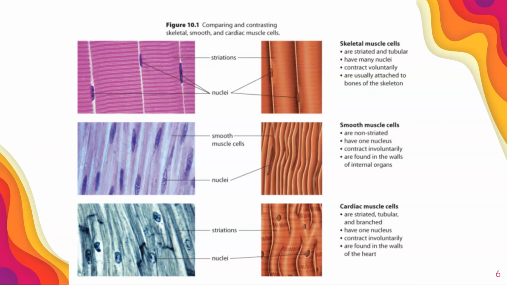So now let's talk about what I meant by those appearances. So here are some pictures. If we're comparing cardiac muscles to smooth muscles to skeletal muscles, this is what I mean by the differences of the nuclei, this striated and the tubular. So let's take, for example, the cardiac muscle versus the skeletal muscle. Both of them are striated and tubular. Well, what does that mean? Well, it means they look like tubes.